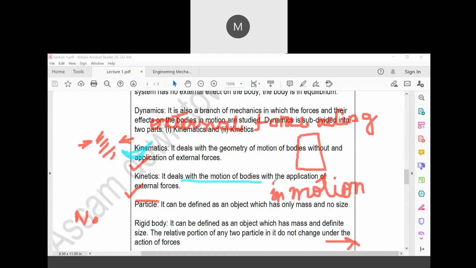And if this body is moving and external forces are acting upon it, look, that is motion of bodies with the application of external forces. That means this body is moving, and external forces have acted upon it, and the body is in motion. Then this is called kinetics.